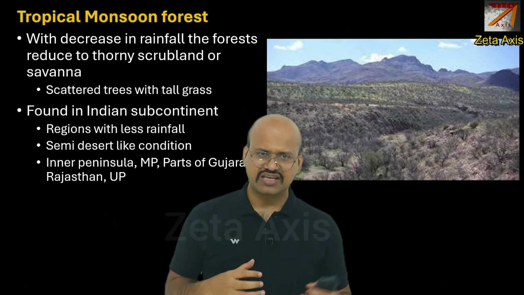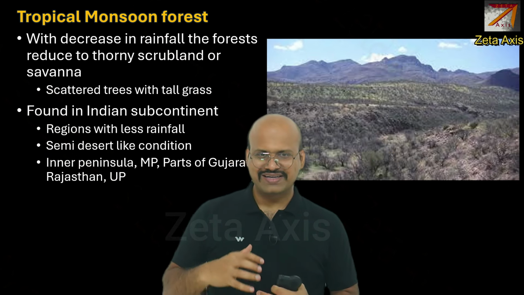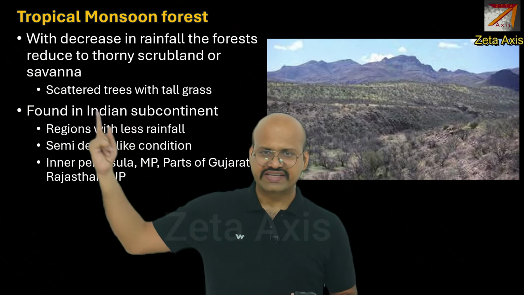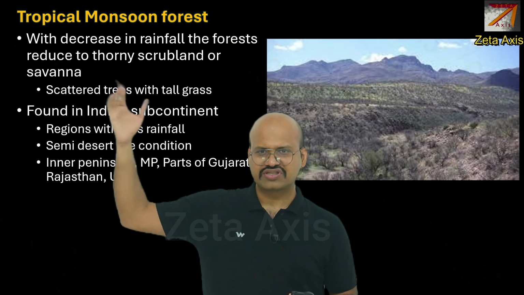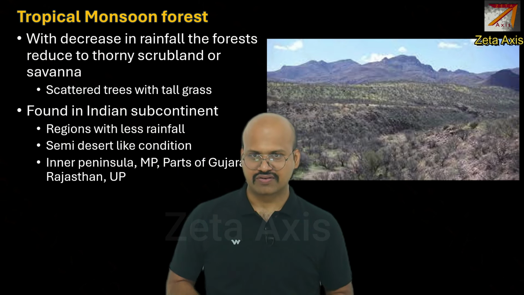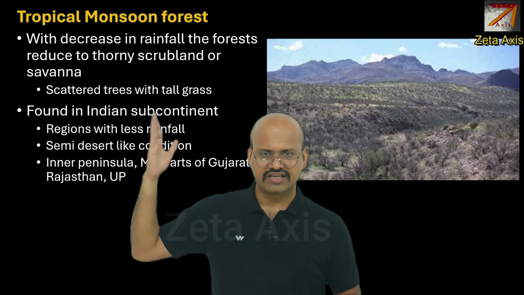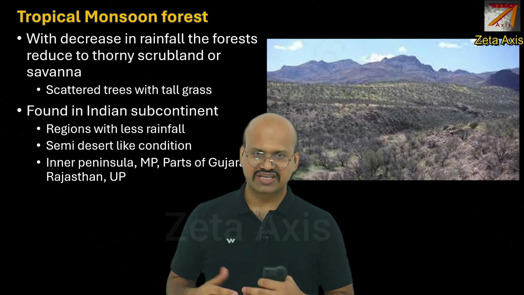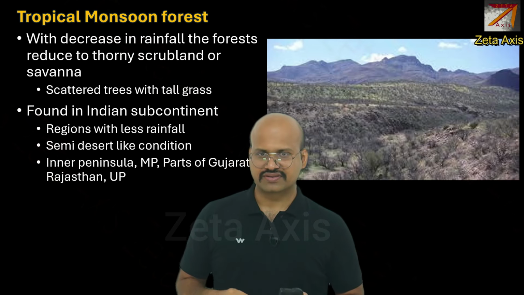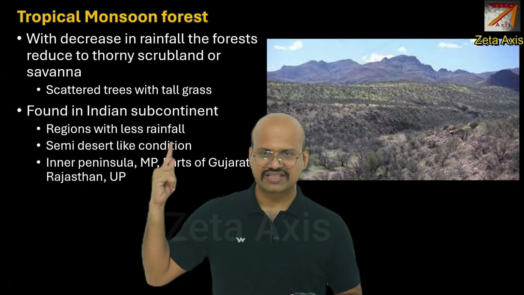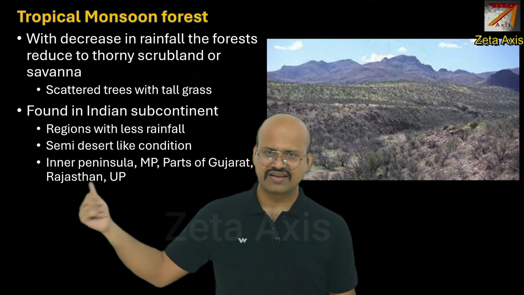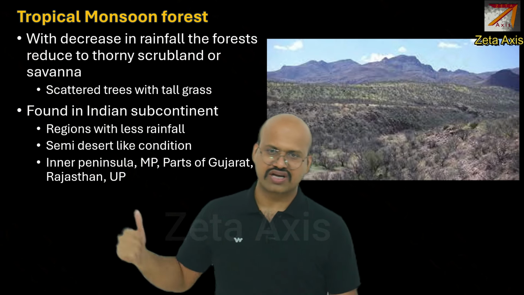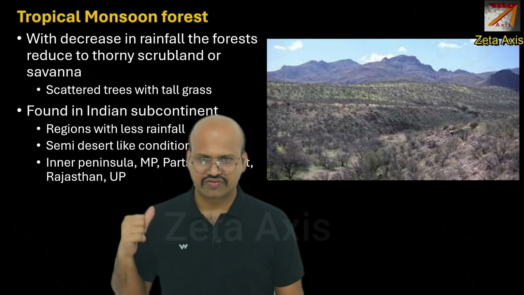Scrubs are basically small plants or trees which are in between plants and trees, and scattered trees with tall grass. So savanna kind of forests are seen now. They are found in the Indian subcontinent, mainly on the leeward side of our Western Ghats as well as in Madhya Pradesh. So the regions with less rainfall, semi-desert like condition is there. It is seen in the interior peninsula, Madhya Pradesh, parts of Gujarat, Rajasthan, and even in parts of Uttar Pradesh.